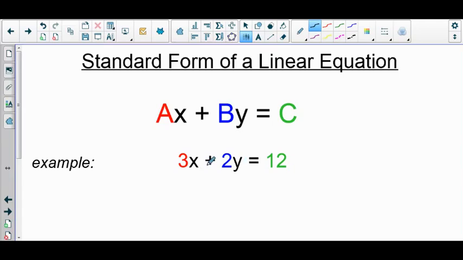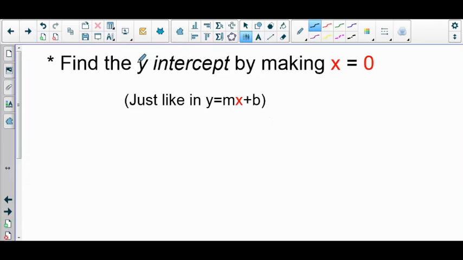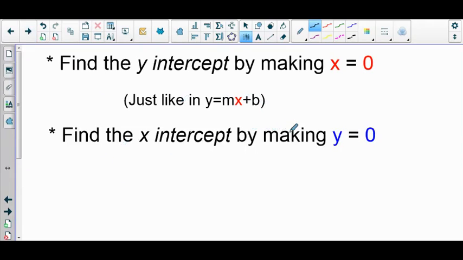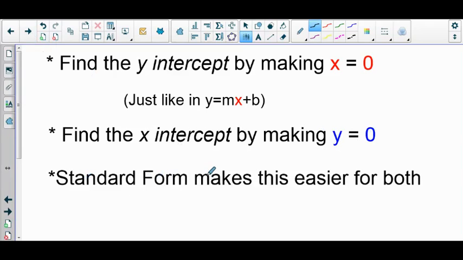Okay, standard form. All right, so a few things you need to know about this are, first of all, you can find the y-intercept by making the x equals 0, just like when you make the x equals 0 in y equals mx plus b. You can find the x-intercept by making the y equals 0 in your computations. And it helps if you put it in standard form, because standard form makes this easier to do both of these. Now, you're only going to see standard form on this particular IXL assignment, and that's fine. So let's look at some examples.